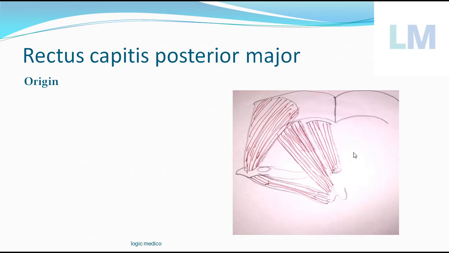So rectus capitis posterior major. The origin of this muscle can be better understood by knowing these landmarks. So what are these landmarks? This is the occipital bone of the skull. This is the first cervical vertebra, atlas. This is the posterior tubercle of the atlas. This is the transverse process of atlas. This is the posterior arch of atlas. And this one is the spine of axis, the second cervical vertebra.